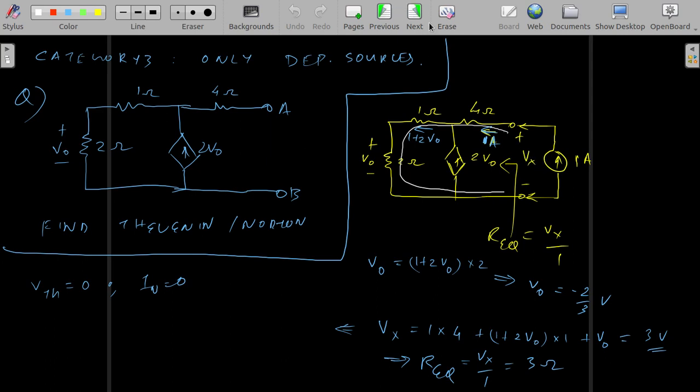So that is it with some examples for Thevenin and Norton equivalent circuits. And with this I am stopping the lecture on Thevenin and Norton circuits.